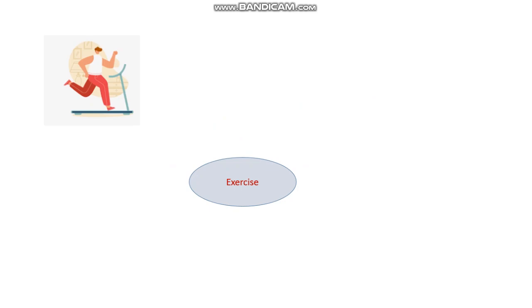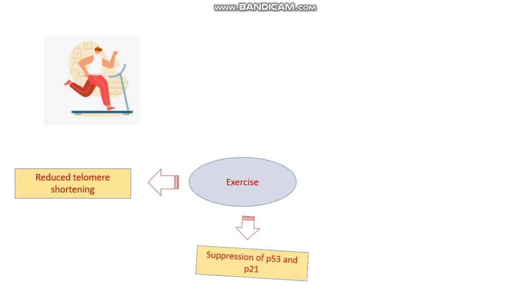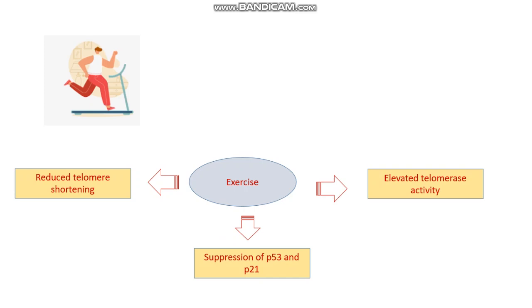Another most important factor is exercise. Exercise highly impacts the telomere sequence, or it reduces the shortening of the telomere sequence. Exercise leads to reduced telomere shortening and suppression of P53 and P21, those apoptotic proteins. So it may result in higher cell growth and elevated telomerase activity, which is also associated with telomere shortening. Elevated telomerase activity means reduced telomere shortening.